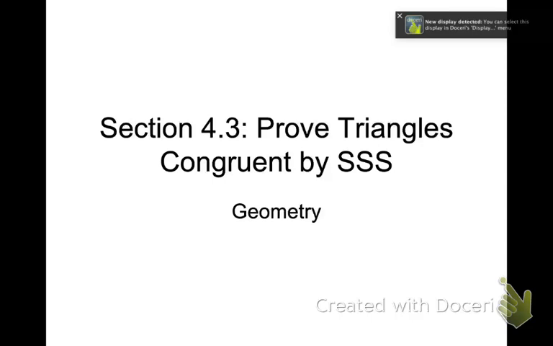So we need to make sure that we really focus on the proofs, because just identifying what theorems need to be used is pretty easy. The hard part of this section would be the theorems. So the best way to introduce these theorems is by using side, side, side, because it's a pretty easy theorem to prove, because you're just getting 3 sets of congruent sides.